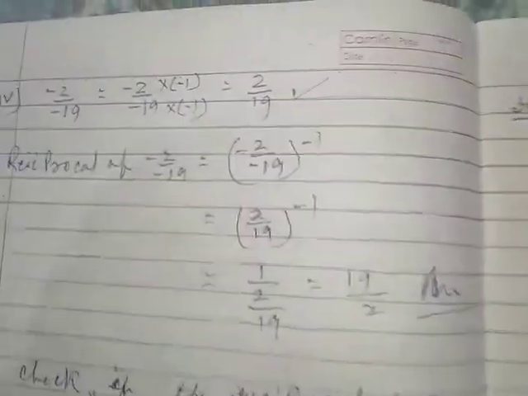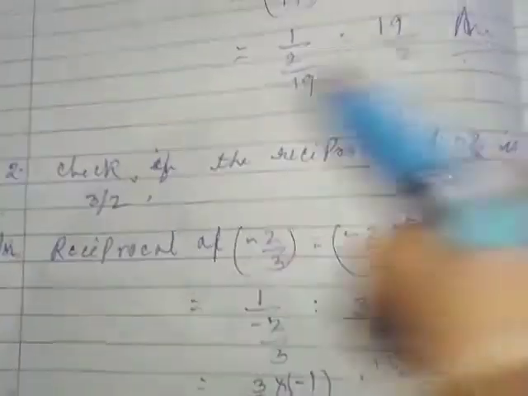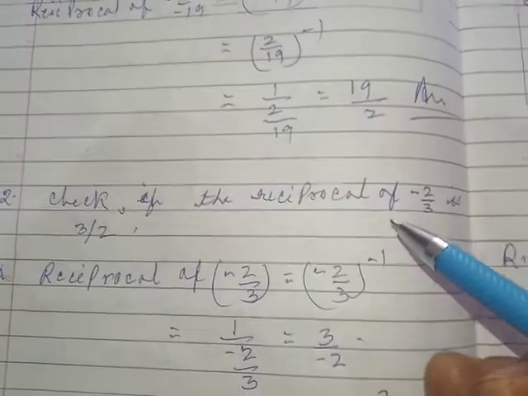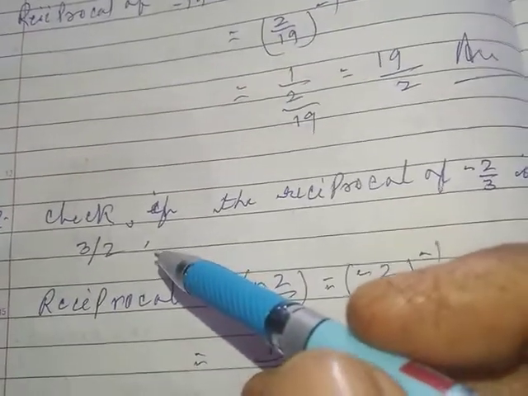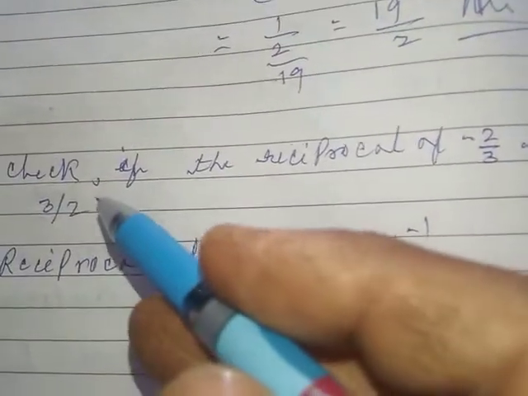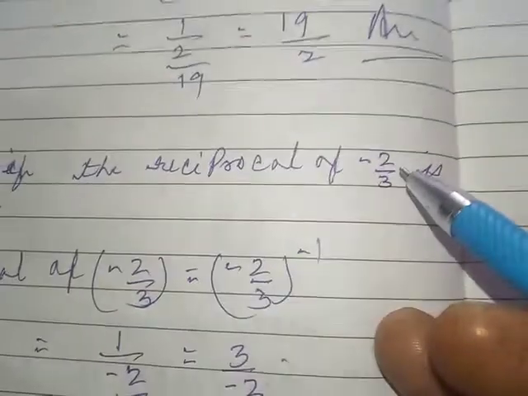Any problem? I don't think you may have any problem. Now, let us see another question. Check question number 2, I will send you the questions on your Snapboard. Okay. Check if the reciprocal of minus 2 by 3 is 3 by 2. We have to verify whether the reciprocal of the number minus 2 by 3 is 3 by 2 or not. Whether 3 by 2 is the reciprocal of the number minus 2 by 3.